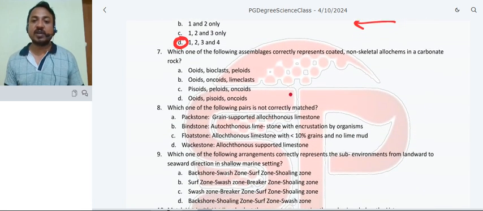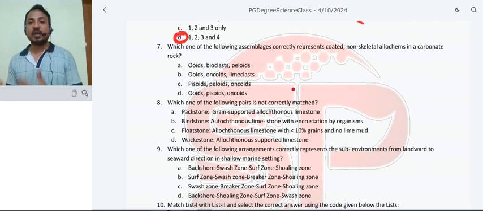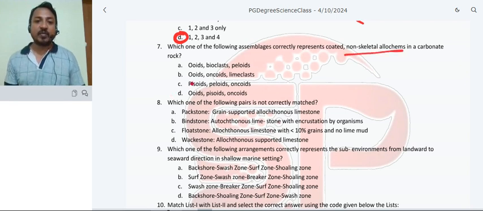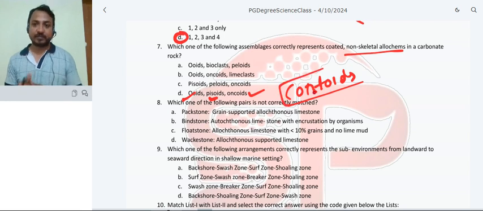Which one of the following assemblies correctly represents the coated non-skeletal allochems in tabular? We have four types of coated non-skeletal allochems: ooids, pisoids, oncoids, and cortoids. Ooid is spherical, having a concentric internal structure. Pisoid is larger than ooids. Oncoid has non-concentric layers. Cortoid is a rounded skeletal grain that has a coating of micrite. So all are considered as coated grains.